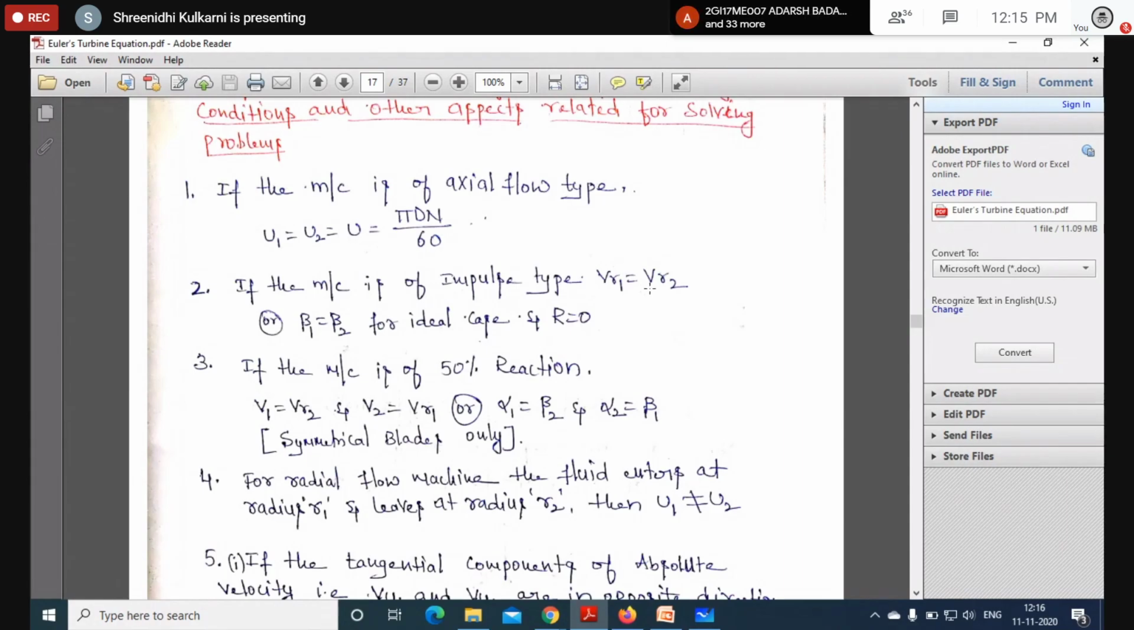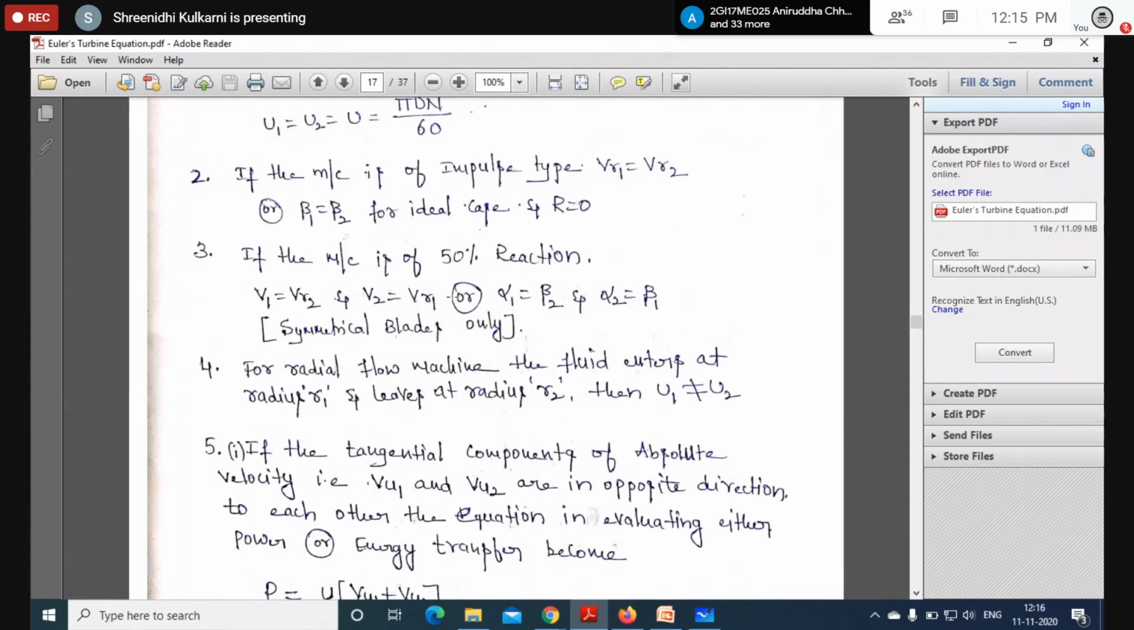Okay, so already we discussed by varying the R. If R is less than 0, what is the condition? If R is equal to 0, what is the condition? So if R is equal to 0, we will get an impulse type machine. In that, the relative velocity at inlet is the same as the relative velocity at outlet for ideal cases. Next, similarly, if the machine is of 50% reaction, so R is equal to 0.5. That also we discussed in the last class.